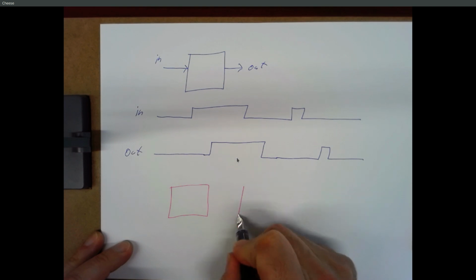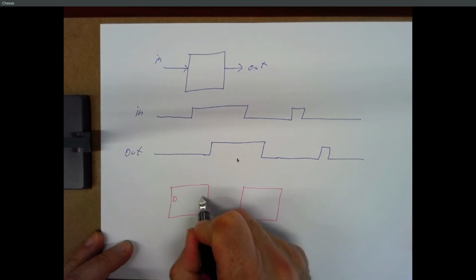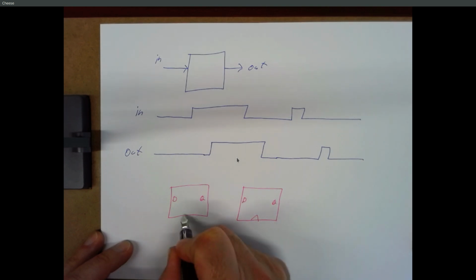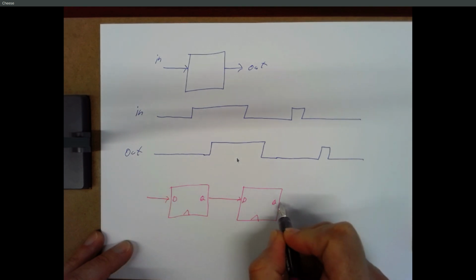This is like the best circuit ever. Here's 2 D flip-flops. There's an input and an output. There's an input and an output. Here's our clock. We're going to do the following.